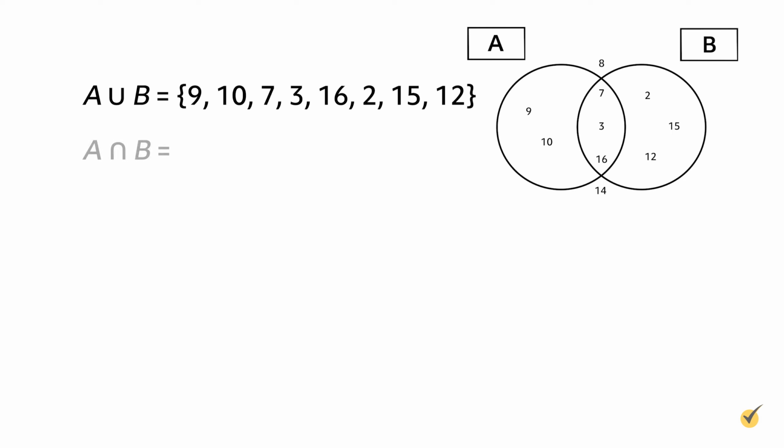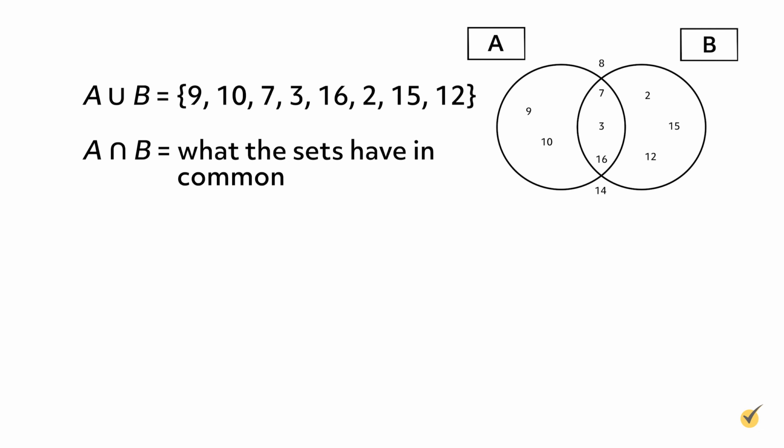What about A intersect B? A intersect B means to find what the sets have in common. To find this intersection, we must collect only the numbers which are in A and B simultaneously. That's the middle section. This leaves us with 3, 7, and 16.